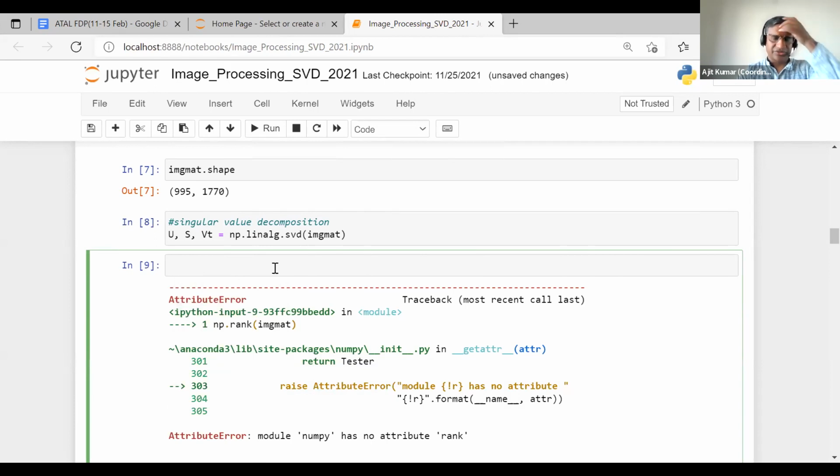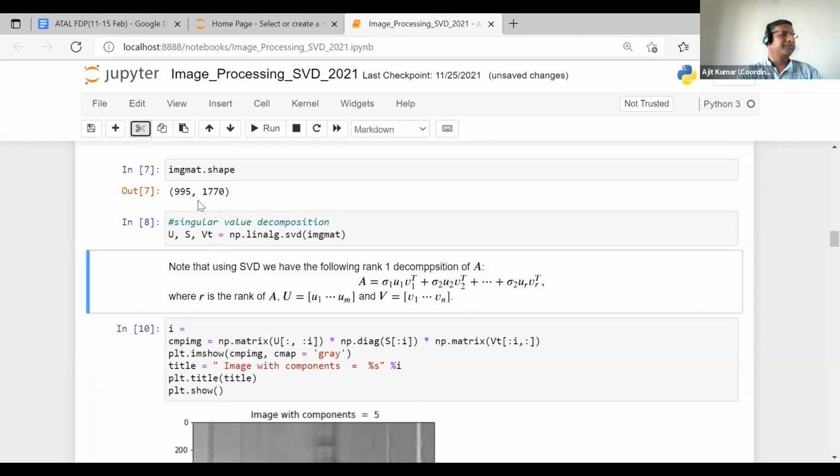Anyway, I think it's there somewhere. So the rank of this matrix is actually 995. So it's a full rank matrix.